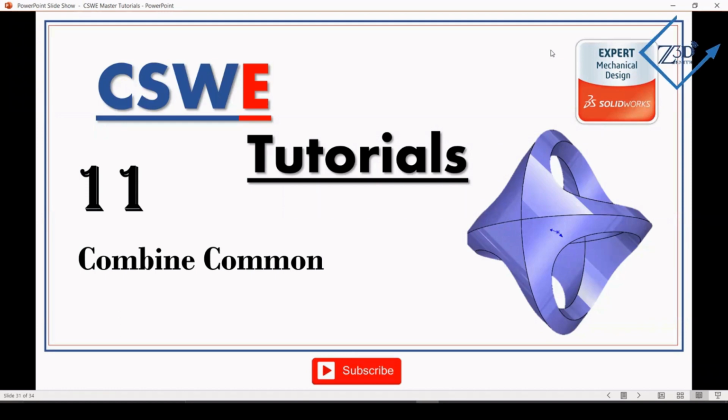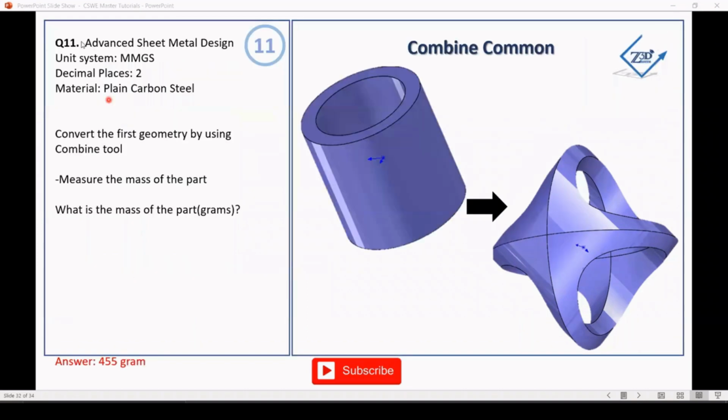Here again one question related to the combine command. So here is a similar type of question. We have to convert the first geometry as shown in the right side into the second geometry and then measure the mass. So the commands used are move, copy body, and the next command is combine.